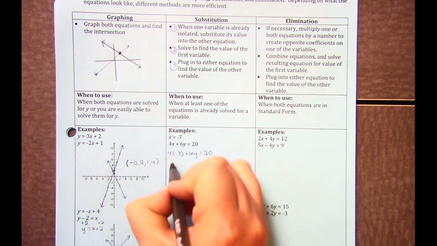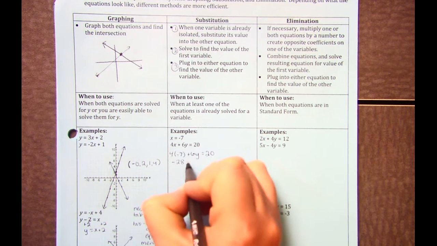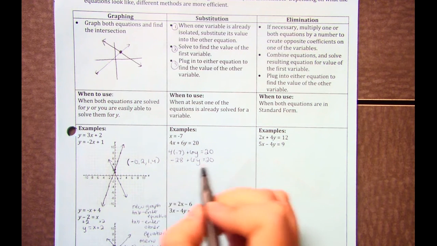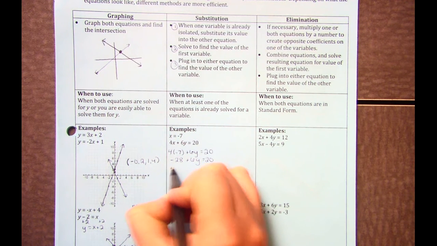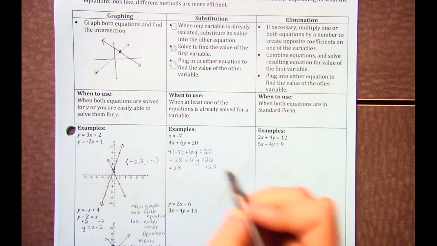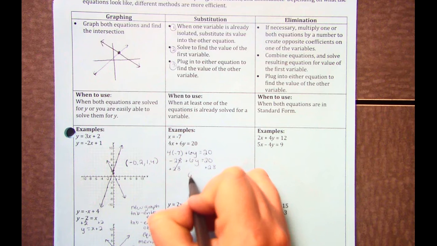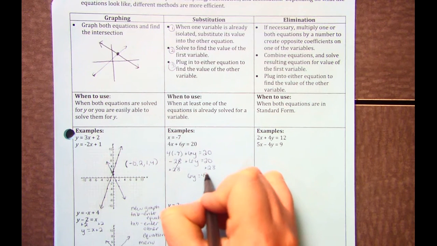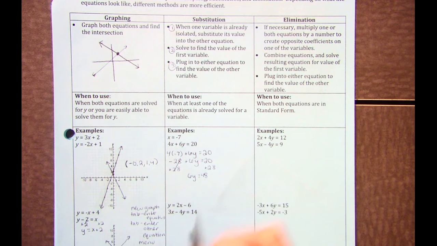So now I can simplify this to get the value of y. 4 times -7 is -28 plus 6y equals 20. Then I can add 28 to both sides, trying to figure out what y is, trying to get y all by itself. So that goes away. I have 6y equals 48. Now 20 and 28 is 48.